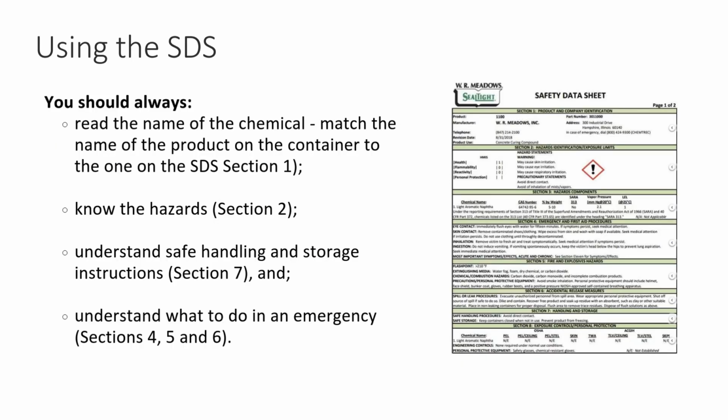When using a hazardous product, you should always use the SDS and: 1. Read the name of the chemical, matching the name of the product on the container to the one on the SDS. 2. Know the hazards associated with the product. 3. Understand safe handling and storage instructions. And 4. Understand what to do in an emergency.